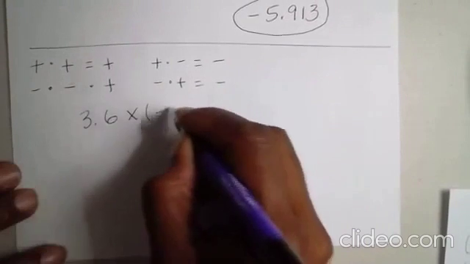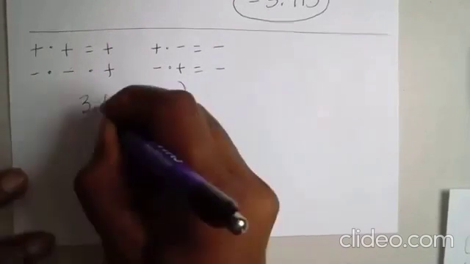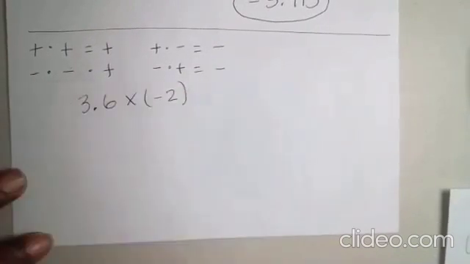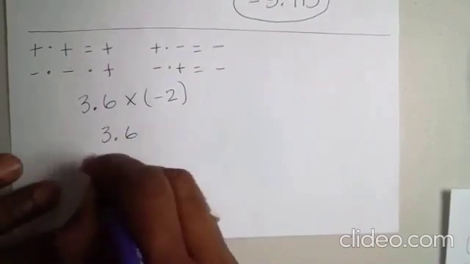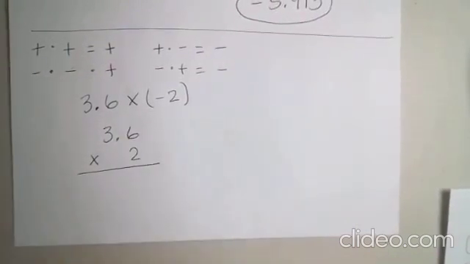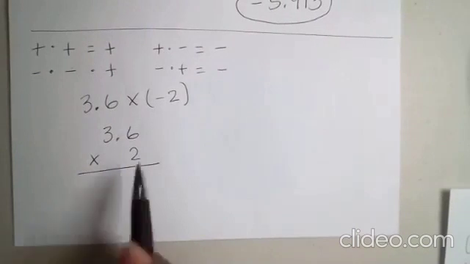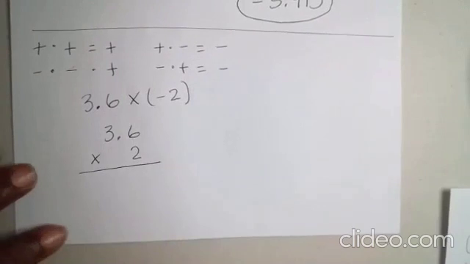3.6 times negative 2. Okay, we just need to multiply right out. Doesn't matter what the signs are right now. We worry about the sign at the end. So we take our 3.6, multiply times 2. You see also no need to line up the decimals. We'll put our decimal in the answer based on the number of digits after the decimal. We don't have to line them up, not for multiplication.